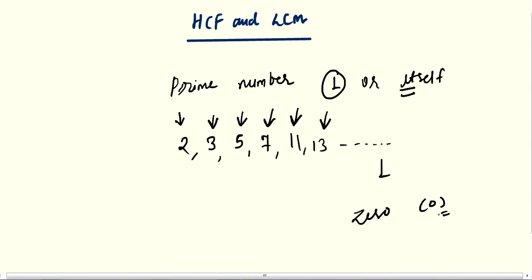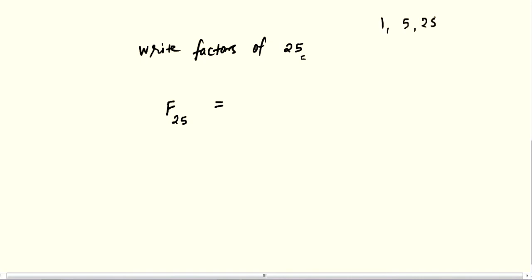Now how are we representing and solving? Suppose you have a question: write the factors of 25. So you have to write F subscript 25 equals, as you can see, 25 is divisible by 1, 5 and 25. So 1, 5 and 25. So like this you have to find factors.